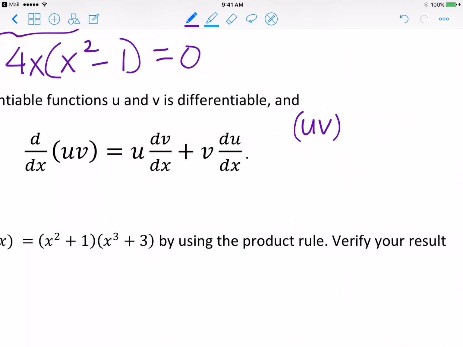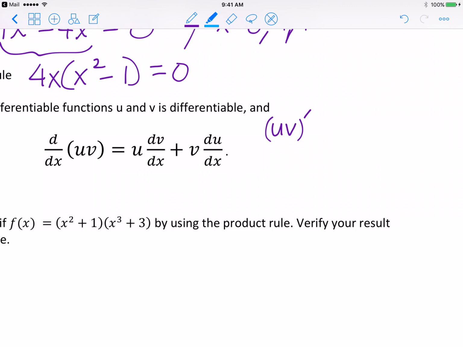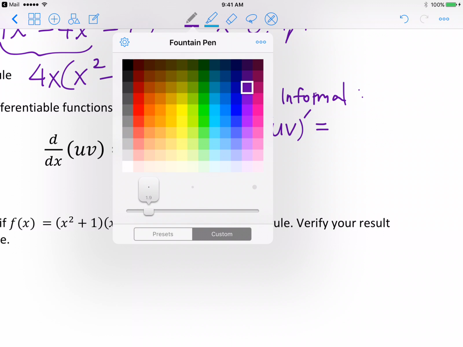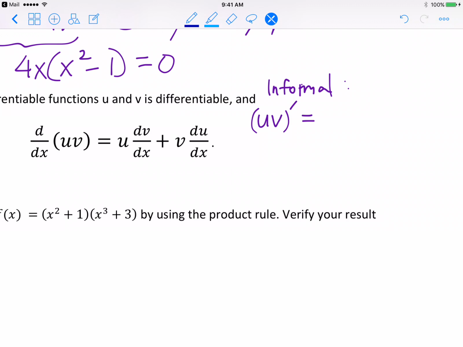This is not formal at all. This is not proper notation, but it helps to remember that the prime notation refers to the derivative. I'm going to write the fact that this is informal, so we cannot use this notation on the actual test. But on a multiple choice question, it doesn't matter. You're not looking for formality.